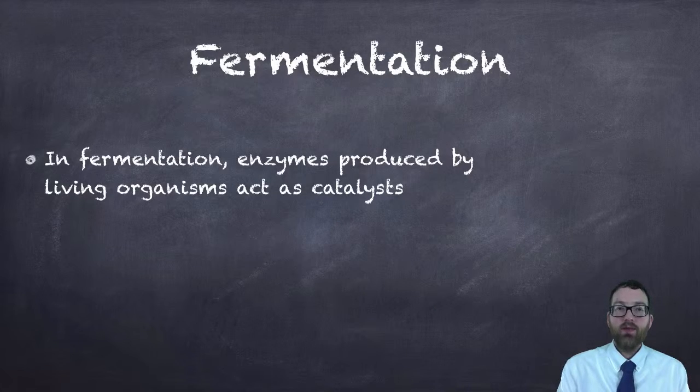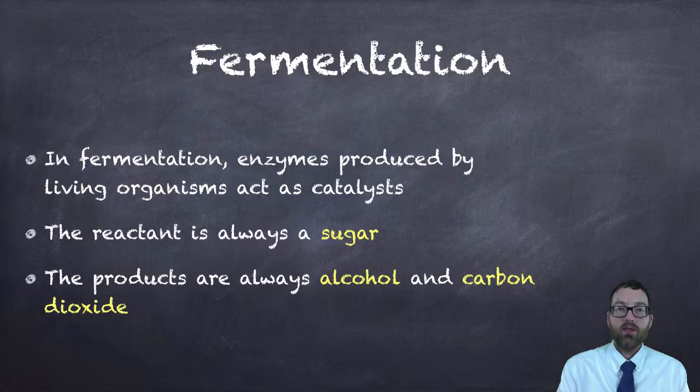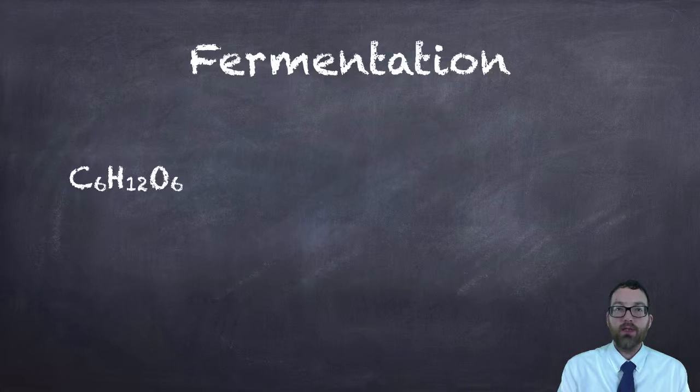Next reaction is fermentation. This is when enzymes produced by living organisms act as catalysts. The reactant is always sugar, and the products are always alcohol and carbon dioxide. So this is very easy to recognize in a multiple choice question. If you see an alcohol and carbon dioxide being produced or the reactant being sugar, you would have to show the enzyme on the arrow, or they'd have to use the word enzyme or catalyst in the reaction, and it's very easy to see that it's fermentation.